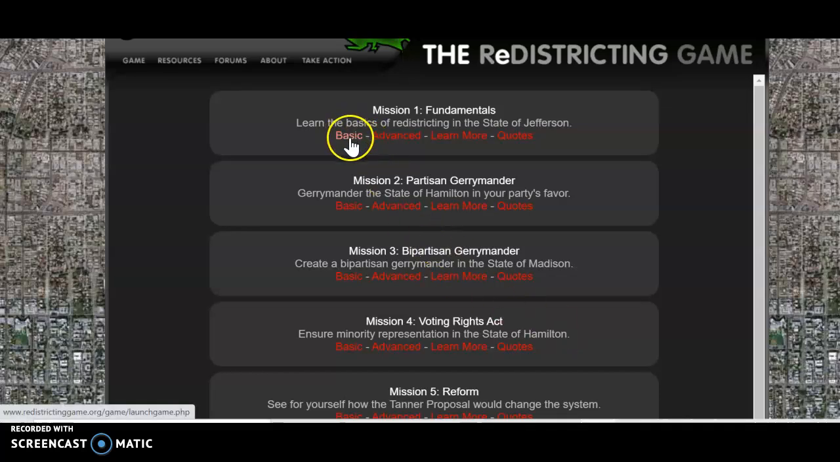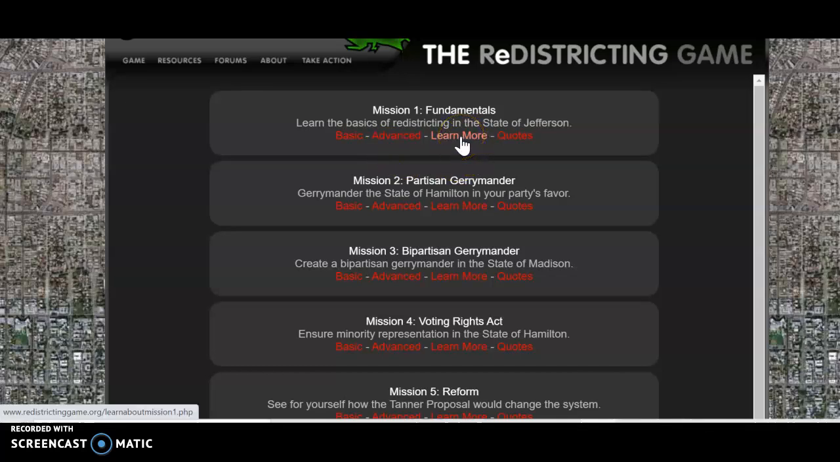You're not going to be able to use basic and advanced because you can't play the game anymore. And the reason you can't play the game anymore is because Adobe Flash is no longer supported by anyone. So you can't play the game anymore, and that's why we're going to use a different website to play the game, okay, for question number 9.